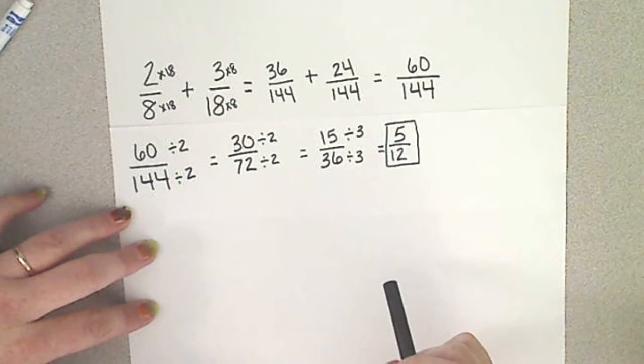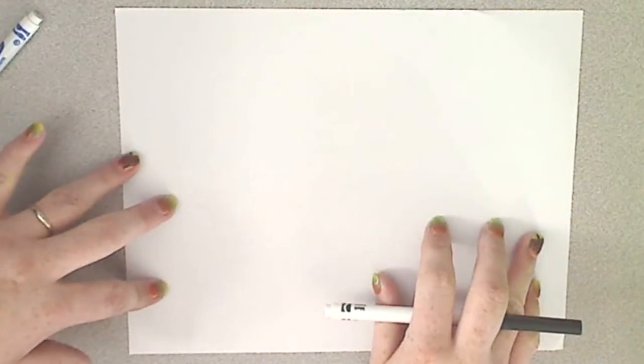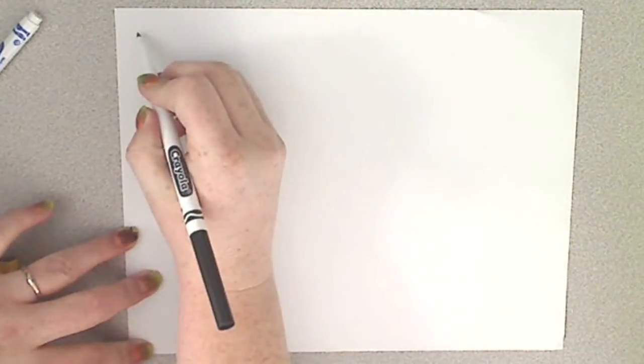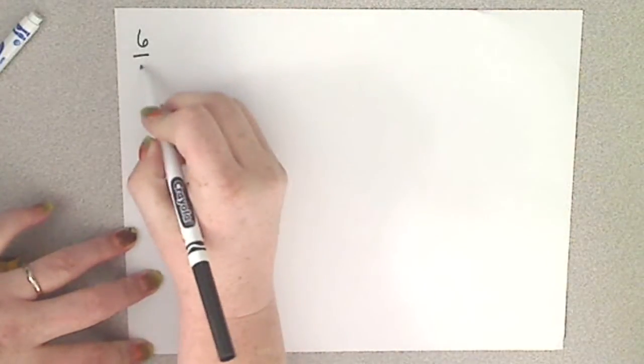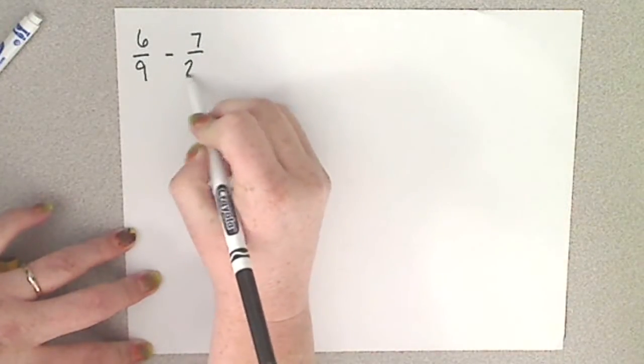Okay? All right. Well, that is the first portion on adding fractions with unlike denominators. Now we have to get to subtracting fractions with unlike denominators. This part is a little easier simply because we are not going to have to deal with that conversion piece. All right. So I have 6/9 minus 7/27.